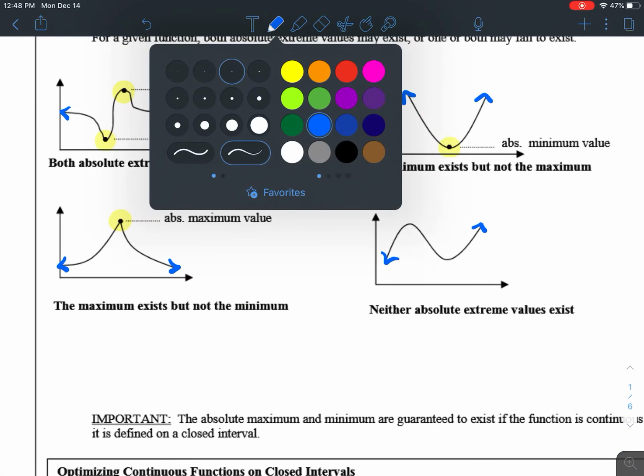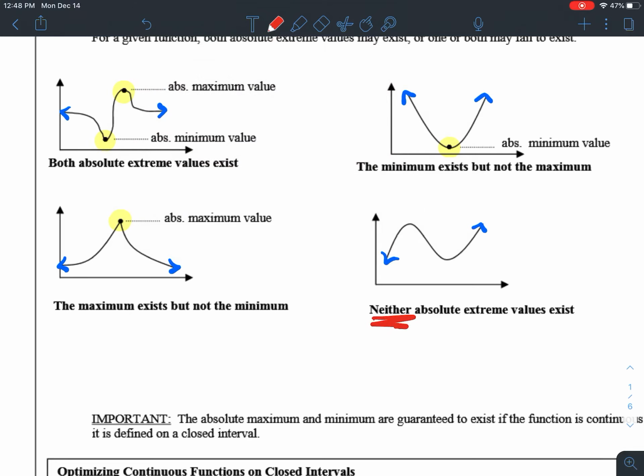And then in this last graph, here's an example where there is neither an absolute max or absolute min, because even though this is a relative max and this is a relative min, if we're talking about absolute, that graph goes all the way up forever and all the way down forever.